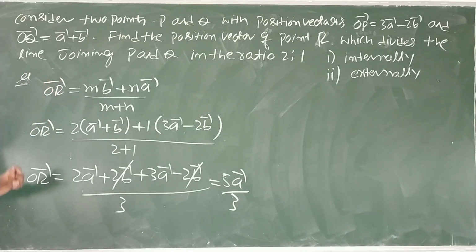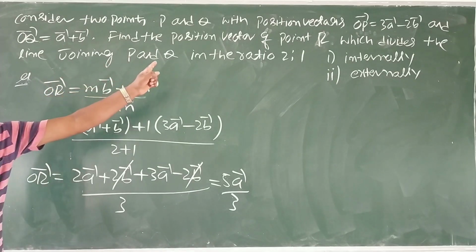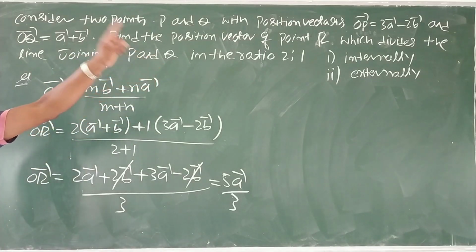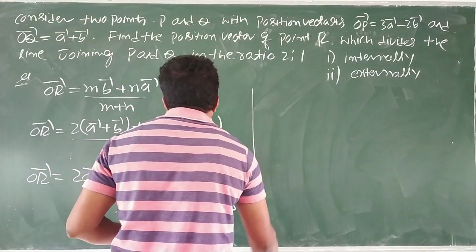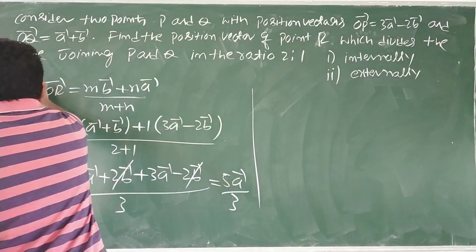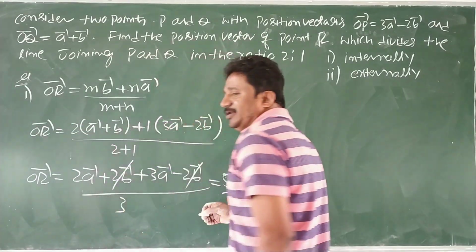So for internal division, this is the position vector of the point R which divides the line segment PQ internally in the ratio 2:1. Now let's go for external division. Second question: tell me the formula for external division.